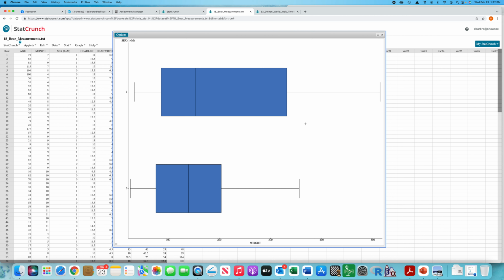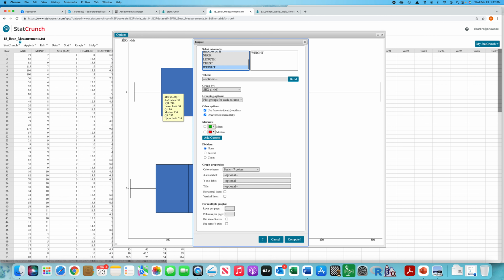Now, when we partition these bear weights out into gender, notice there are no outliers. So I would report there are no outliers when the distribution of bear weights are presented across gender. All right, so we might want to mess around a little bit and maybe look at something else. Let's see what the neck would look like across gender.